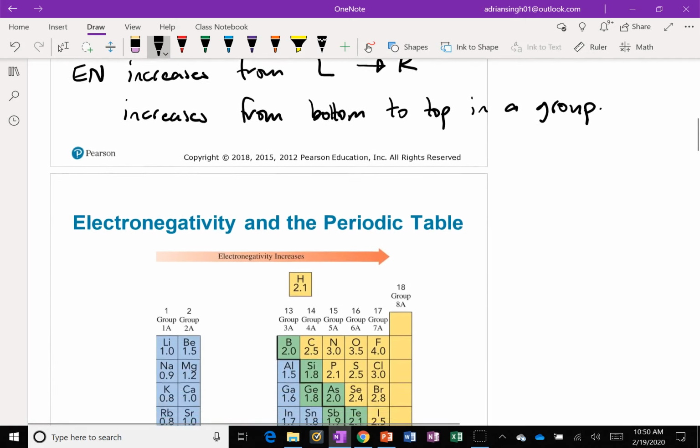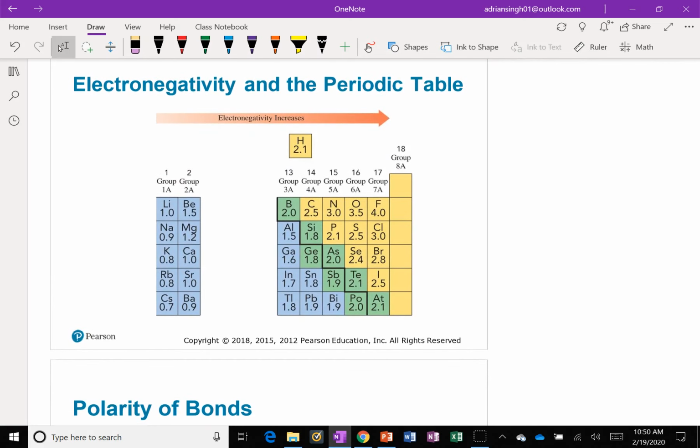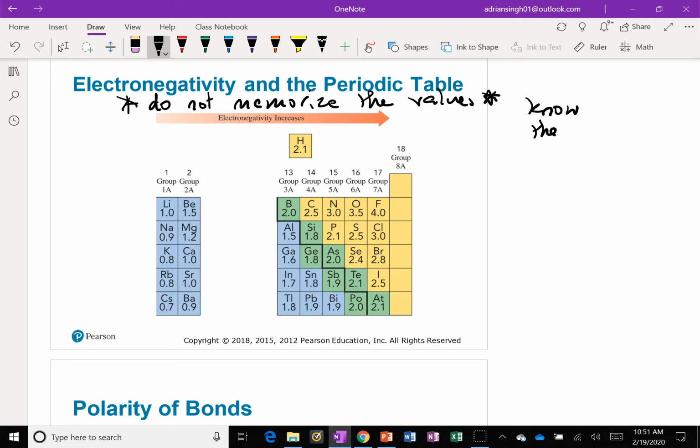Your textbook has an example of this. It tells you the direction in which the electronegativities change. You do not need to memorize electronegativity values, but you should know the trend. I will never ask you to tell me what the electronegativity of bromine is. I will give that to you if you need it. You have to be able to use it on a particular example.